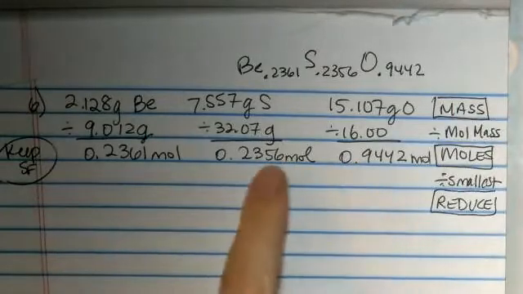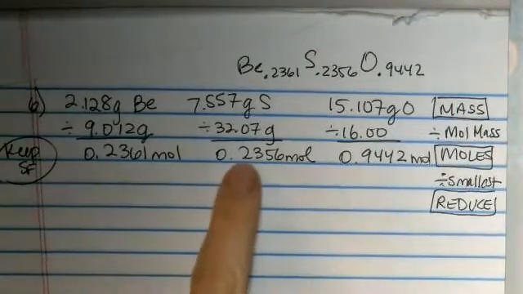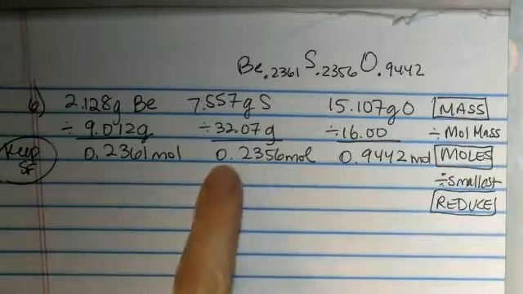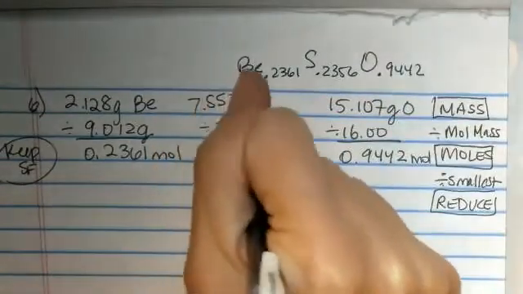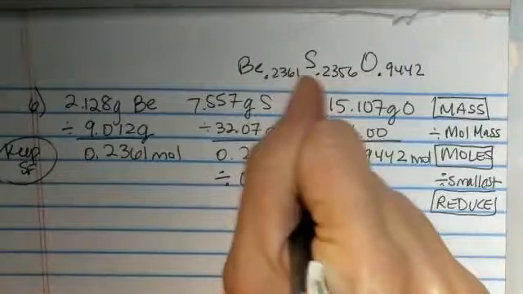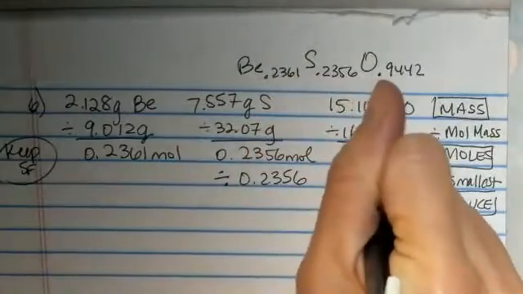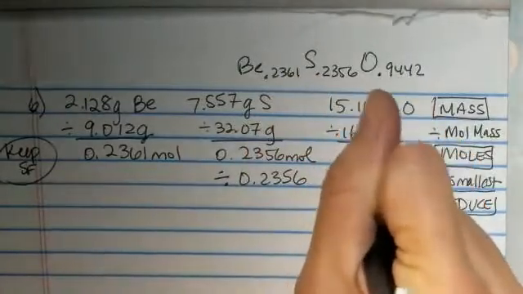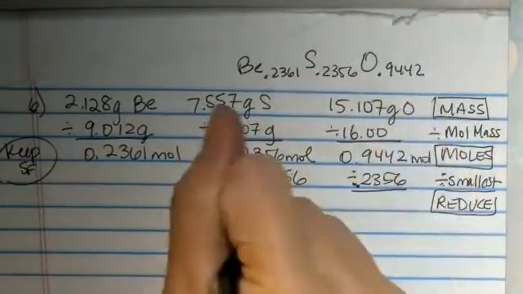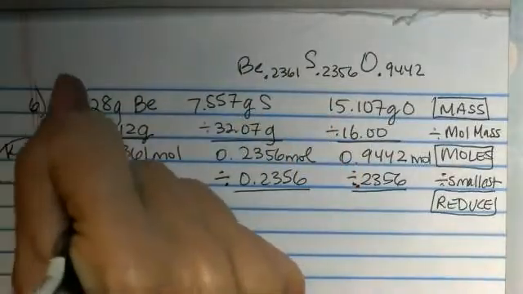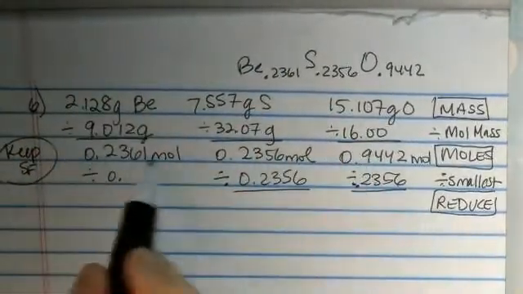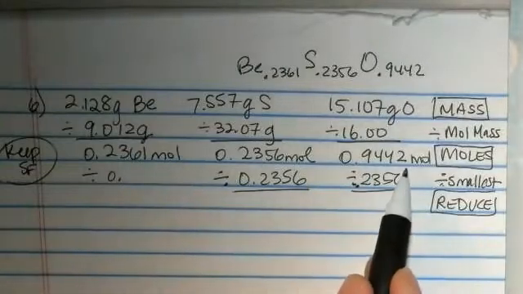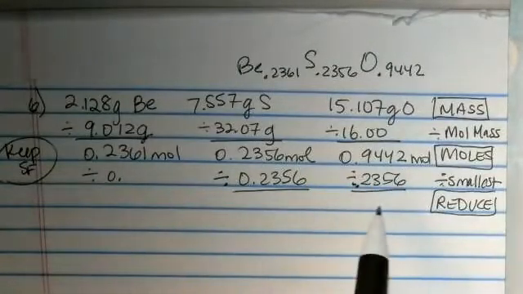So I look at my numbers of moles. It looks like sulfur is just slightly less than the beryllium. So since that's my smallest, I'm going to divide everything through by that 0.2356. And you have to do everything. The reason for that is once you determine your number of moles, like we did in the step right above, that is the mole ratio. So anything I do to one, I have to do to the others to keep it fixed.